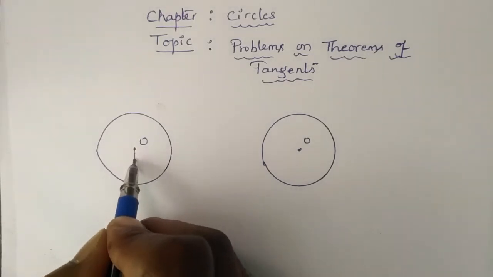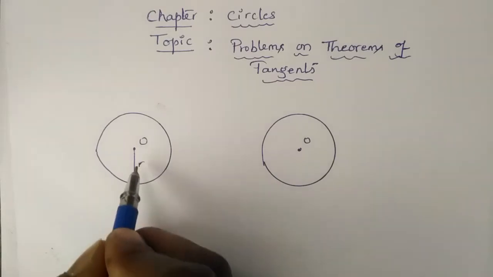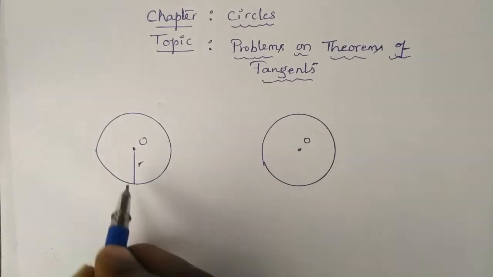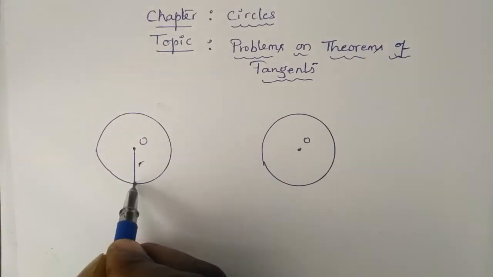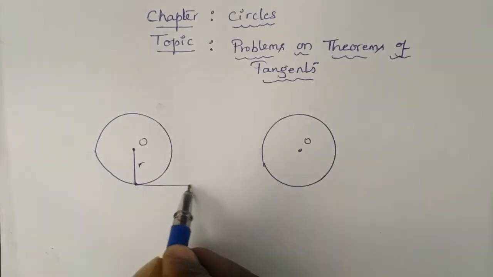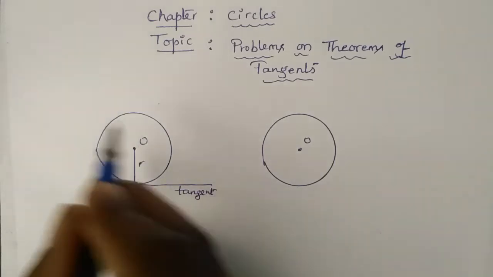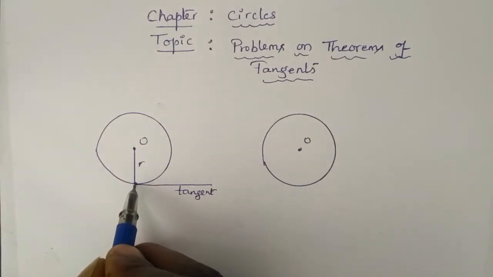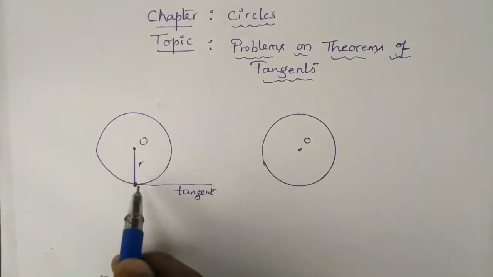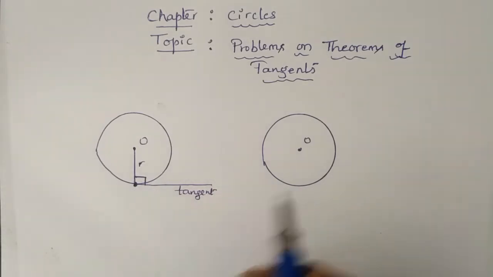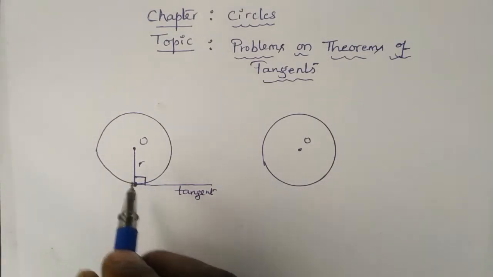The first one is radius. This is the radius, a line joining the center of the circle and a point on the circumference. At this point where the radius ends, when we draw a straight line, this becomes a tangent, because a tangent is a straight line which touches the circle at one and only one point. This point is called the point of contact. So this is the radius, this is the tangent. The angle between the radius and the tangent is always 90 degrees. That is the first theorem.